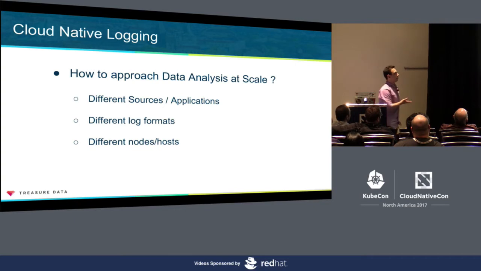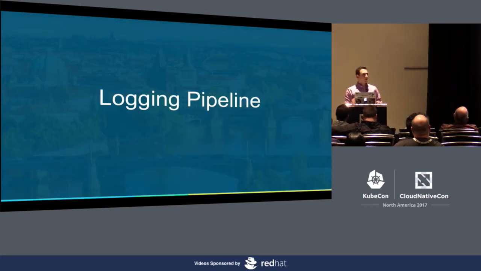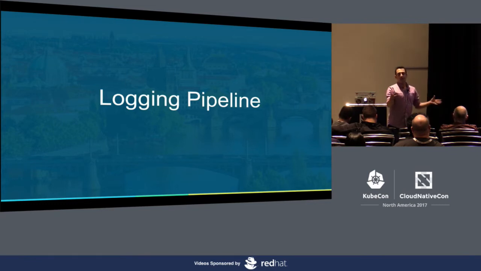So how do we approach this? Because we have different sources, different applications, different log formats, different nodes, different hosts. If you were here in the morning keynote, we described the logging pipeline. For any kind of problem that you have, even in your life or in software engineering, you need to come up with the right solution. If you understand the problem, you can implement the solution. And that is software. Software is a component that tries to solve a problem.